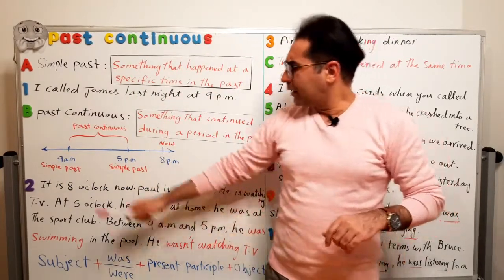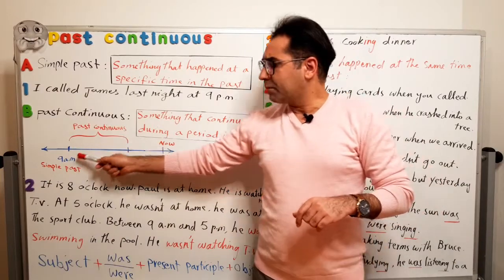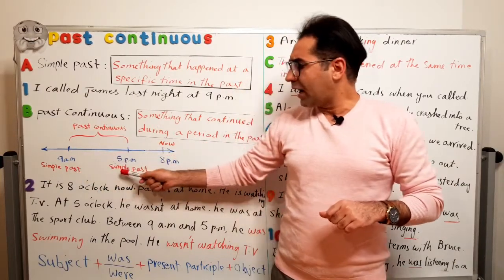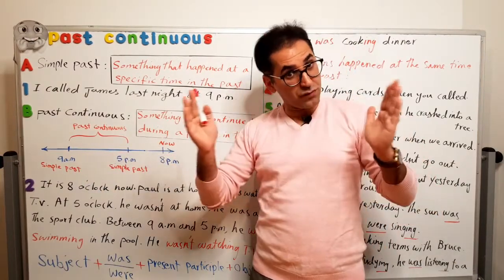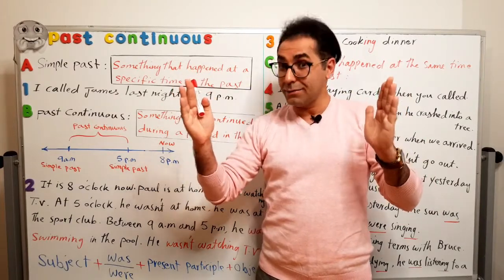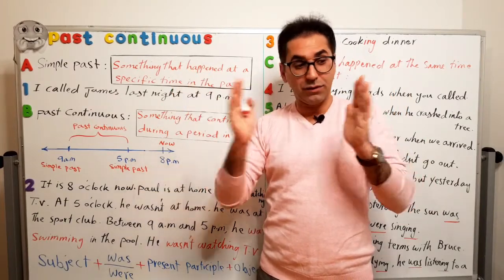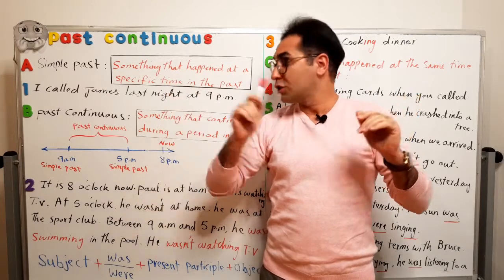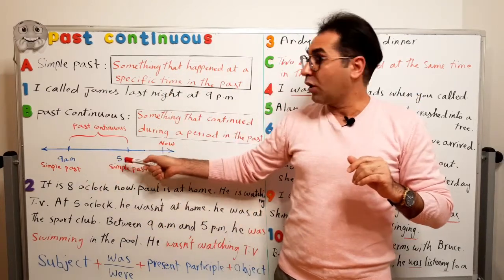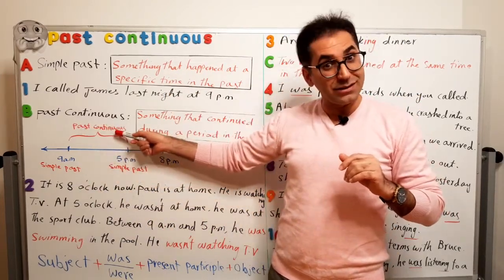So how about this period of time between 9 a.m. and 5 p.m.? It is a length of time, it is a period of time in the past, right? It's not a specific time, it's a period of time. So this period of time is called past continuous.